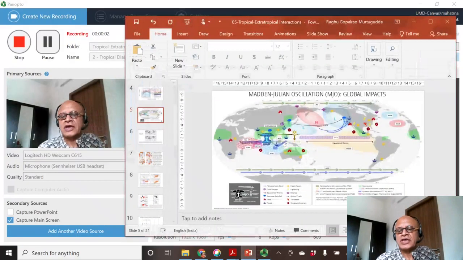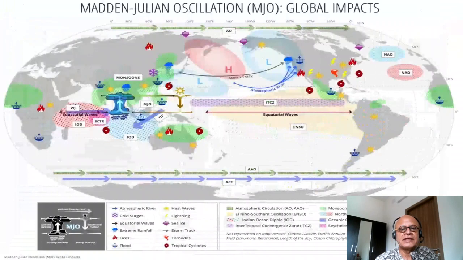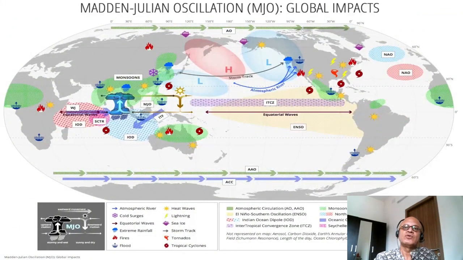So let's start by looking at how the tropics and the diabatic heating in the tropics can force the extratropics, and then we'll see how the extratropics gets back to the tropics. Here we are with the Madden-Julian oscillation figure that we saw before.